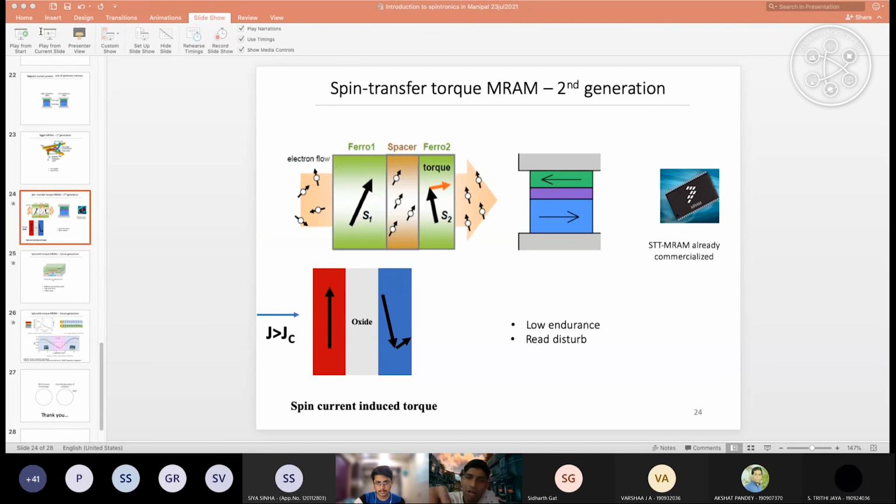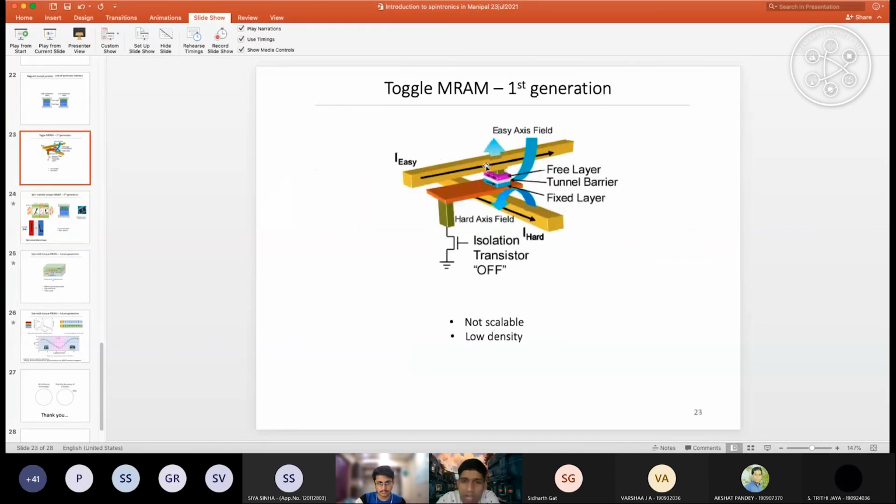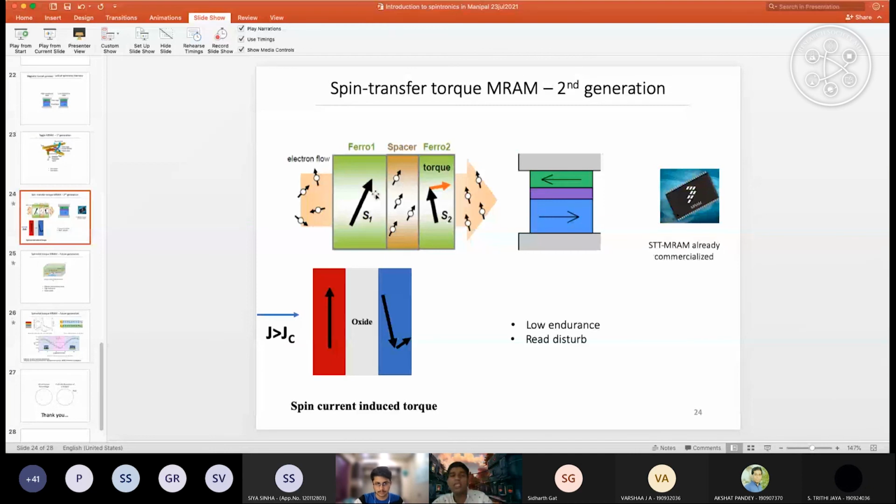Same thing we do for small devices. For example, in toggle MRAM, that's how they manipulate. You pass current through these wires, so there is a magnetic field, and this magnetic field can manipulate the spins. And the second way, which I explained previously, is by passing current, in which the electron transfers the angular momentum. So these are the two ways to manipulate a spin: by spin current and by magnetic field. There can be other ways also, but I cannot think of any other right now. These are the two main ways.